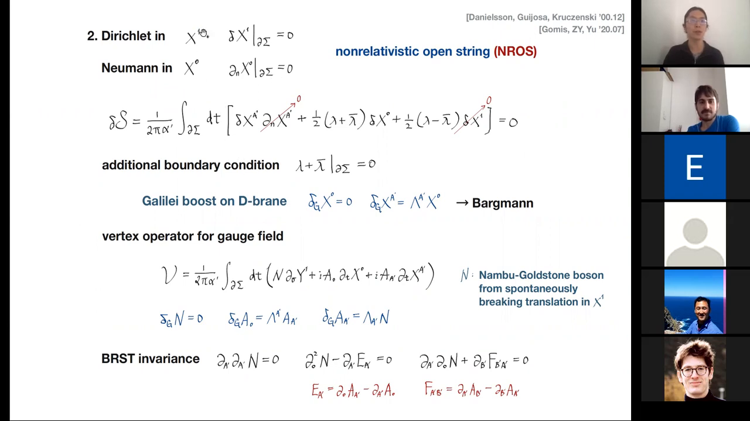So in addition to these Dirichlet and Neumann boundary conditions, if you vary the action and require it to be 0, then we also get an additional boundary condition, which basically says the lambda bar becomes the same thing on the boundary. In this case, you can see that the global symmetry is now broken into basically a Bargmann symmetry on the D-brane. So we have the standard Galilei boost on the D-brane.